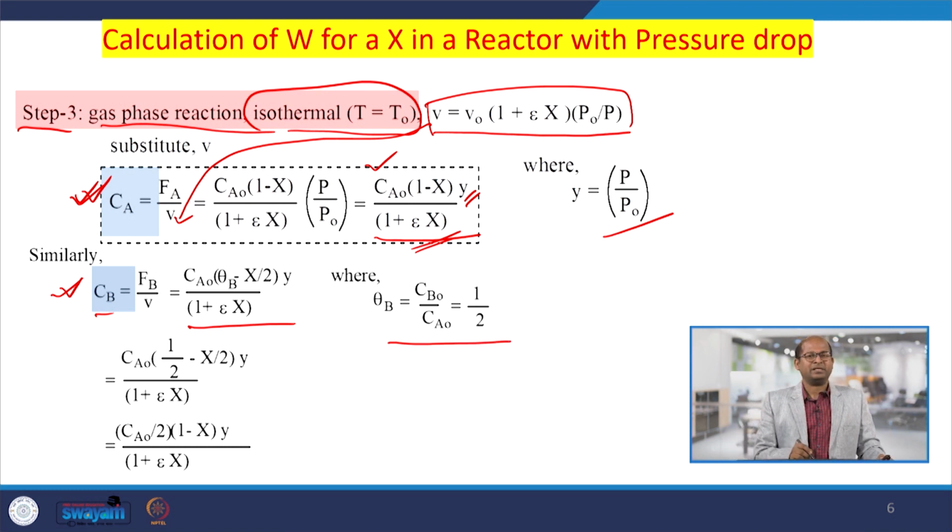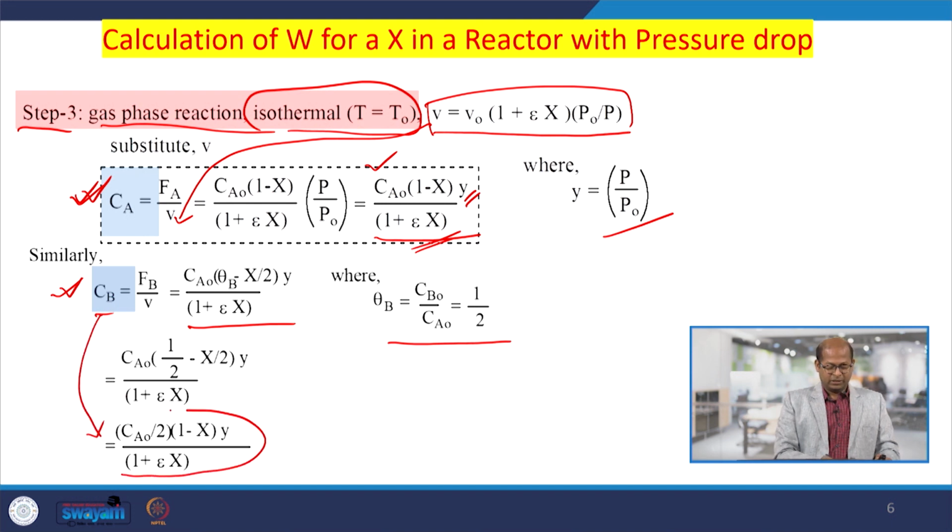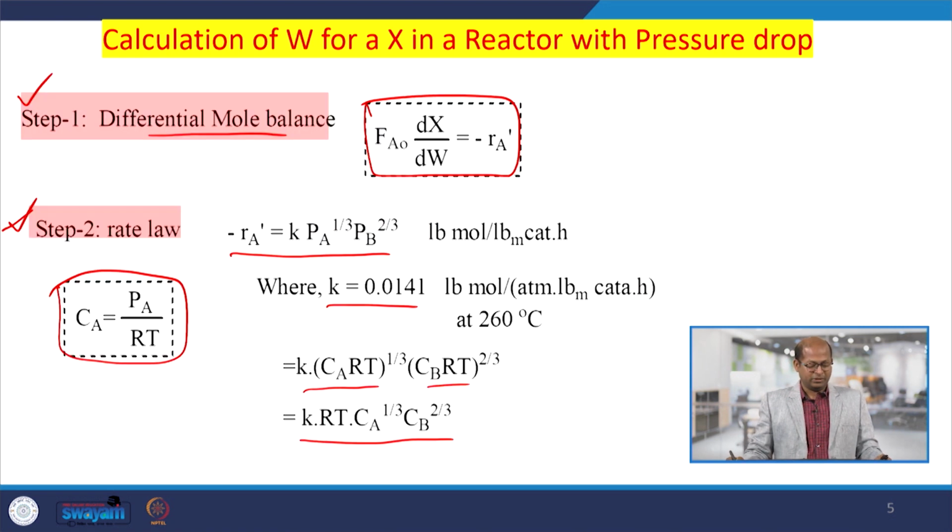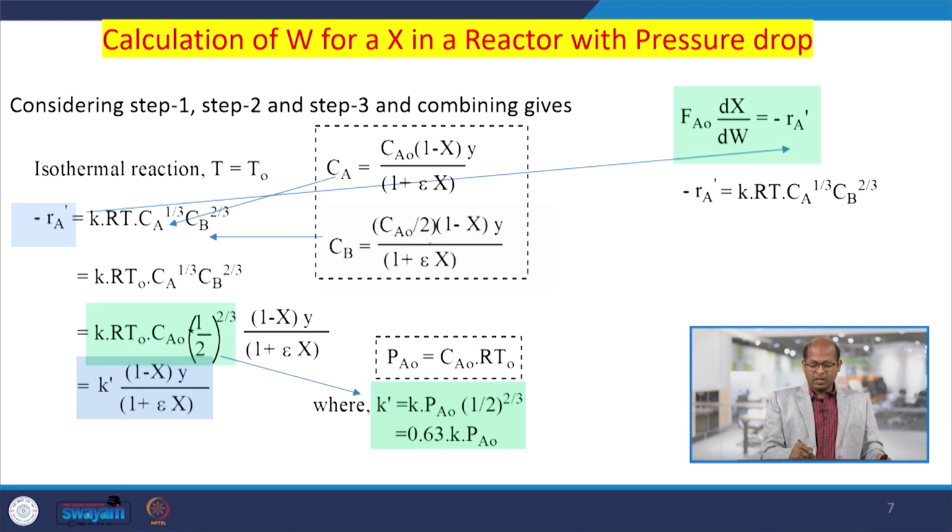Therefore, I am not going into the details on this. After simplifying these equations, the concentration C B would come in terms of initial concentration, 1 minus x, y the pressure ratio, divided by 1 plus epsilon x. So, we know concentration in terms of conversion and pressure. Now these two concentrations we can substitute in the rate equations. We have the design equation, we have the rate equation, and we have the concentrations in terms of conversion that we are substituting here.